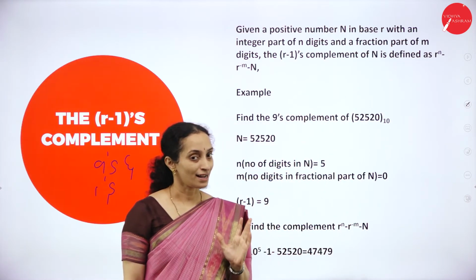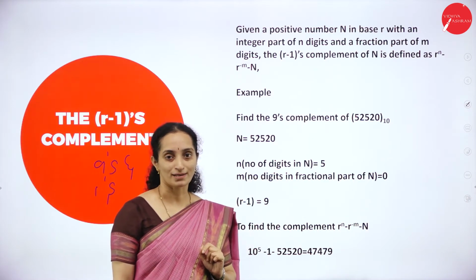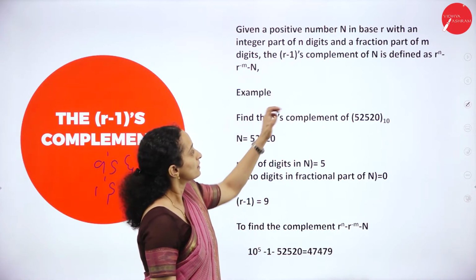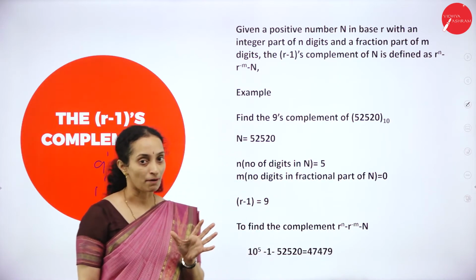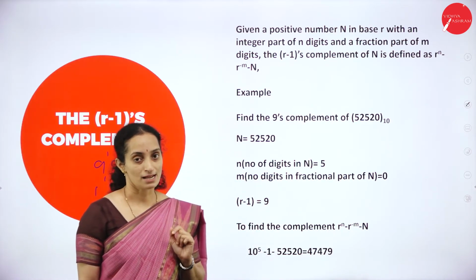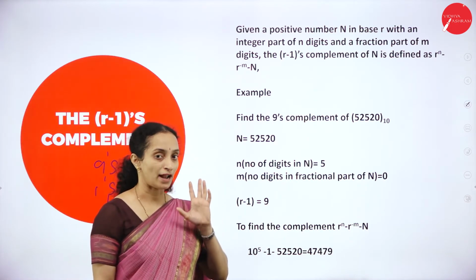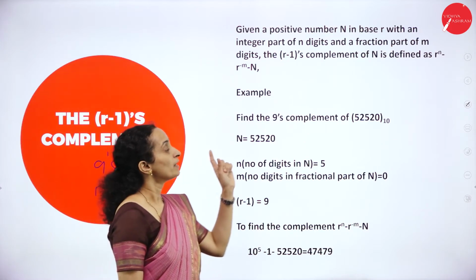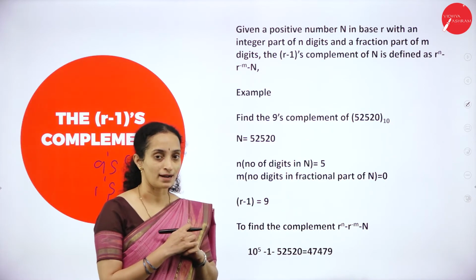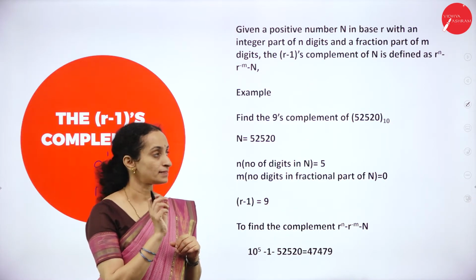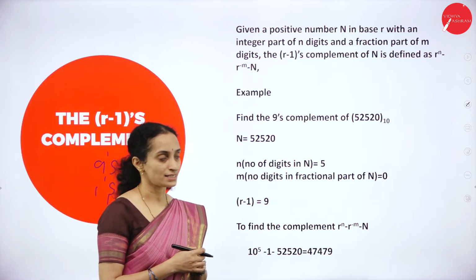Here in R minus 1, we encounter a fractional part also. The fractional part can be considered as m digits. In R's complement, we don't bother about the fractional part. In R minus 1 complement, we take care of the fractional part also, where small n represents the total number of digits in the integer part and small m represents the total number of digits in the fractional part.